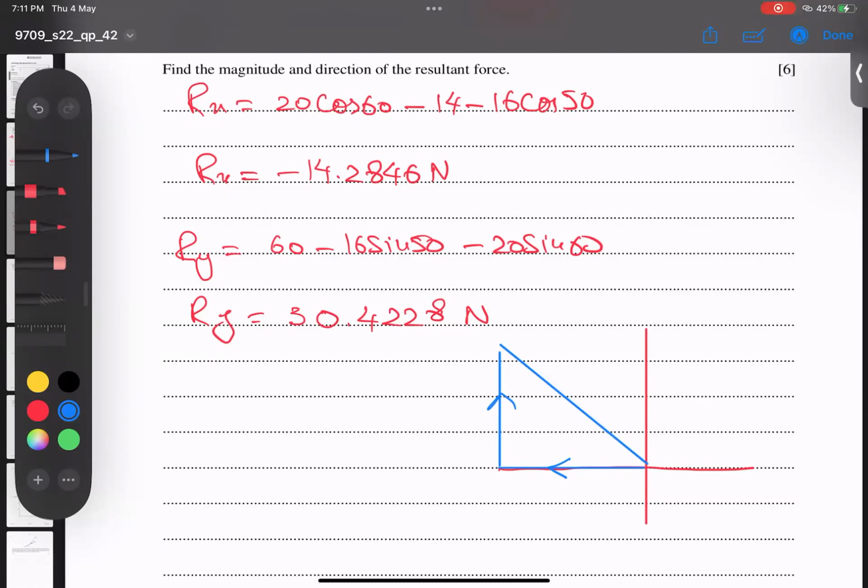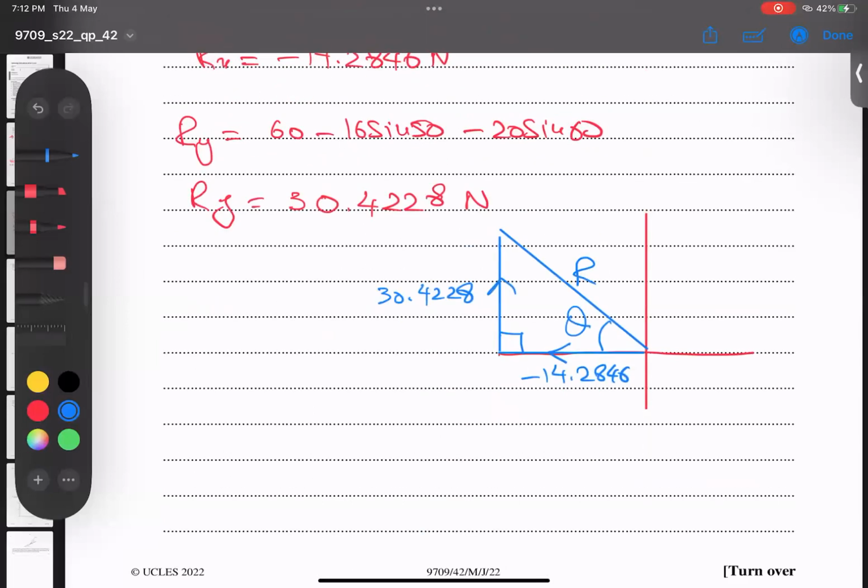This is Ry, and this is the resultant force. And this is negative 14.2846, and this is 30.4228. This is called the net force, the resultant force, okay? And this is a 90 degree angle, and this is called angle theta. So students, now I'm going to apply the Pythagoras theorem, which is very clear for you.